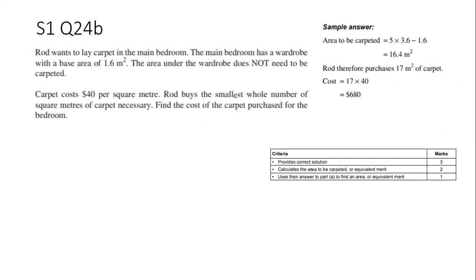If they were incorrectly converting the values, if they were incorrectly using those values for the 5.7 meters instead of the 5 meters, they could still end up getting awarded marks for this because it was a carry through.